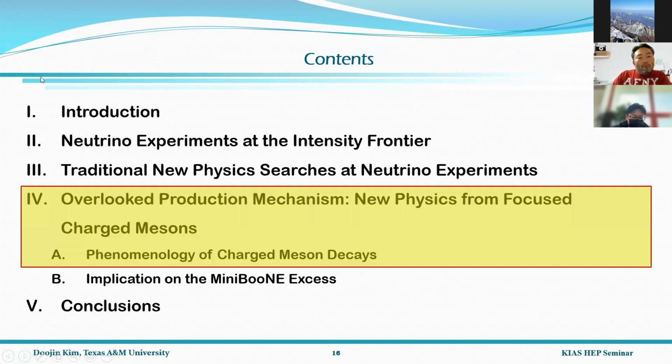Okay, so the existing efforts in the context of new physics searches at intensity frontier experiments, especially neutrino experiments, are successful so far. But I believe this is not the end of the story, and there is still huge unexplored territory. Okay, so before moving on, any questions? Okay, so let's discuss new physics from focused charged mesons, beginning with the phenomenology of the charged meson decays.